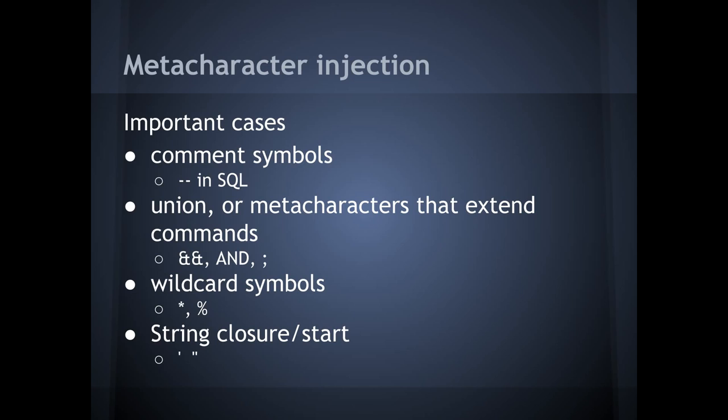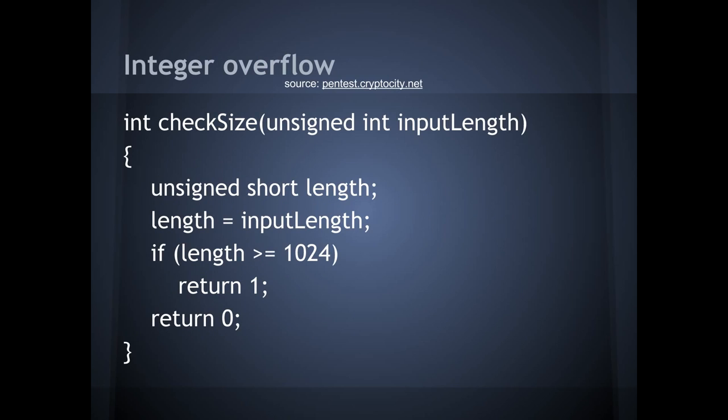So there are some important cases like dot dot, string start and closure, wildcard symbols like star, percent, union commands, or symbols representing the next command, or ending this one and starting another one. Comments, if you can inject them in SQL, can comment out the rest of a query, which would perhaps restrict it to unprivileged users. And we'll explore that more later.